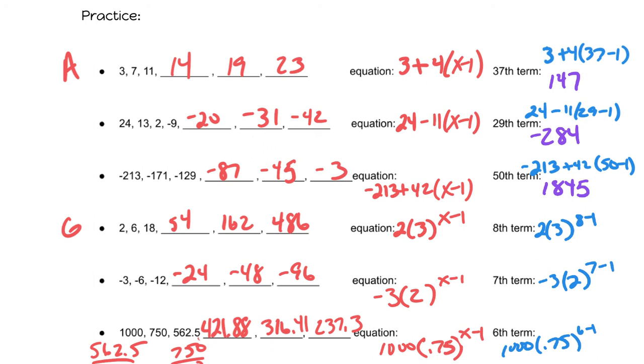And now to check them, the first geometric sequence, 2 times 3 to the 8 minus 1, would give us 42. The second one, negative 3 times 2 to the 7 minus 1, would give us negative 192. And the third one, the sixth term, well, we've already got it here. But if you calculate it out, it's going to give you 237.3046875. Now, we don't need that much number, but we would have it if we needed it.